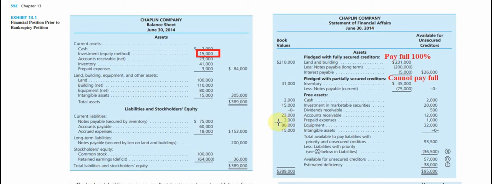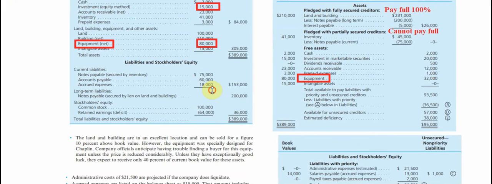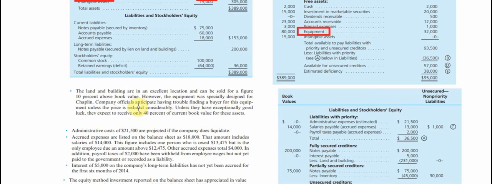We have equipment here, and the book value is 80,000, but they say we can sell it at 40% of the equipment value, so we have 32,000. 80,000 multiplied by 40%, so we get 32,000.